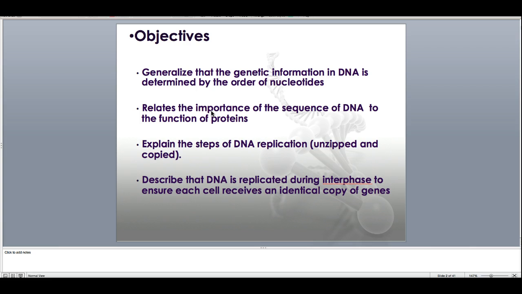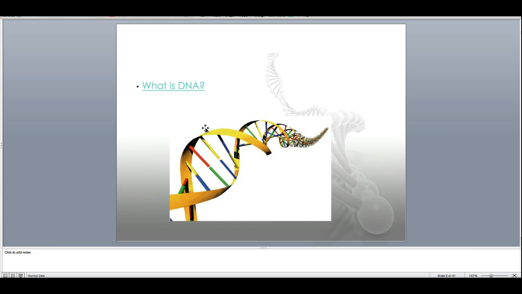Here are some objectives that we're going to be working on. We're going to make sure that you know that the genetic information in DNA is determined by the order, or the sequence, of the nucleotides. We're going to relate that to the function of proteins. And in another video, we're going to talk about the steps of DNA replication and why that's so important during the cell cycle. Today, we're just going to focus on the structure.